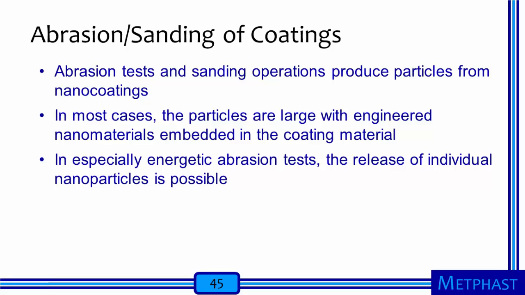To briefly summarize these studies on the abrasion of nanocoatings, it's clear that standard abrasion tests and simulated sanding tests generate particles from nanocoatings. In most of the cases, the released particles are relatively large, with the engineered nanomaterials embedded in the carrier material. If tests are sufficiently energetic, however, it is possible to observe the release of free individual nanoparticles into the air. These releases could present an exposure risk for workers or consumers who use these coating products.